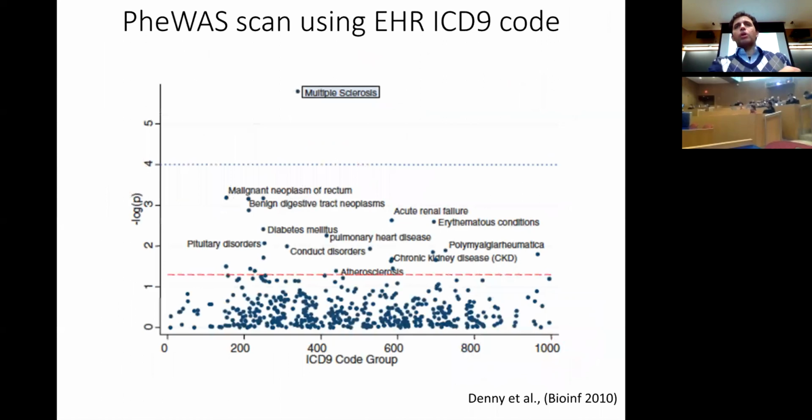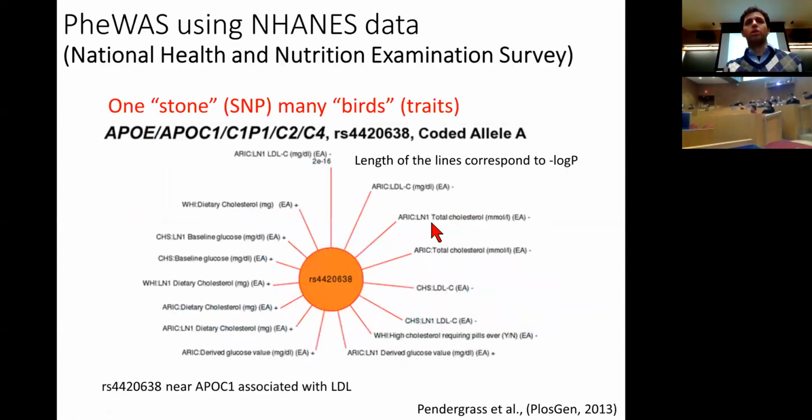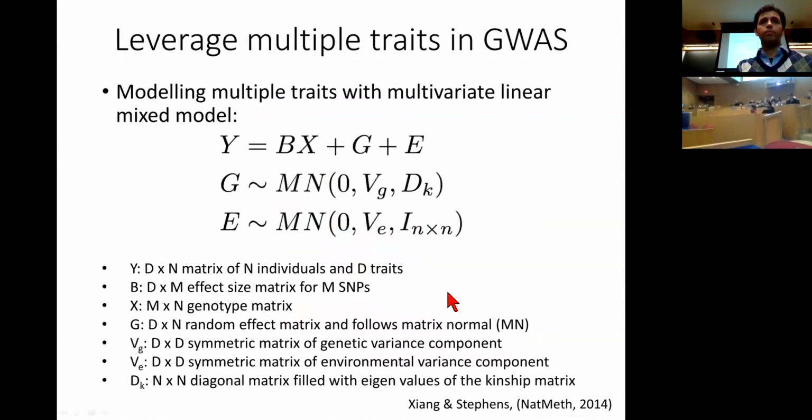So you could also do the same across these electronic health record billing codes. You can look at all of these codes and ask, how are different traits associated with each other? And you can see here, for example, multiple sclerosis is co-associated with all kinds of additional traits. So the way to think about PheWAS is to kill many birds with one stone. You have the single stone, which is a SNP, and then you can look at all of the different birds, the phenotypes that are associated with it.